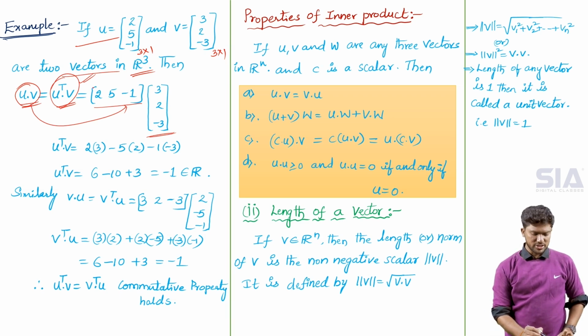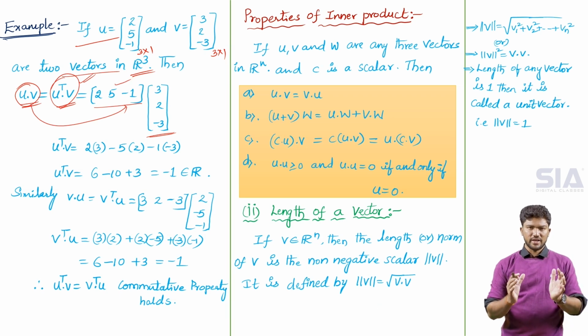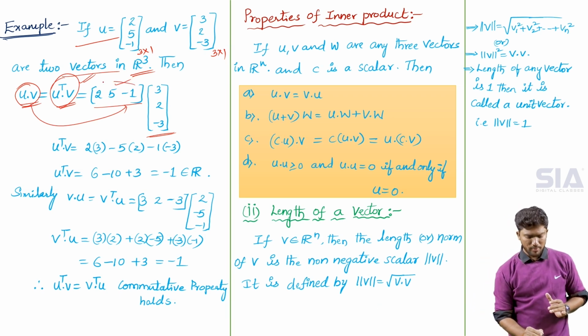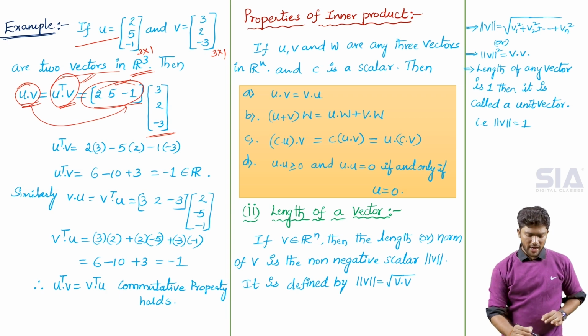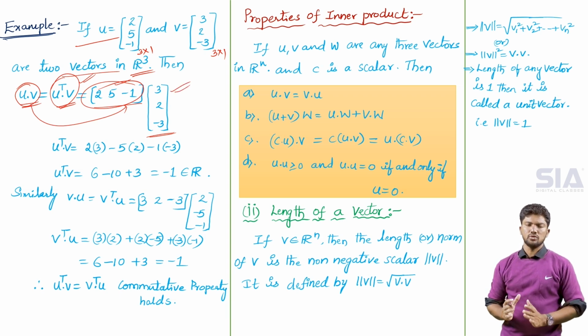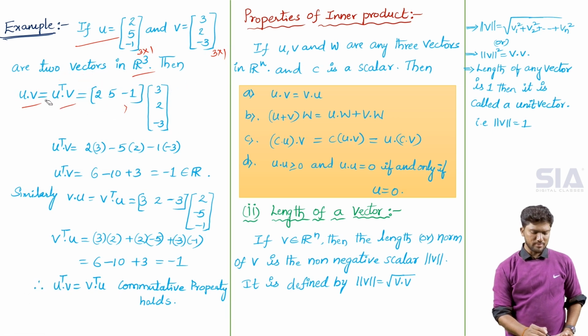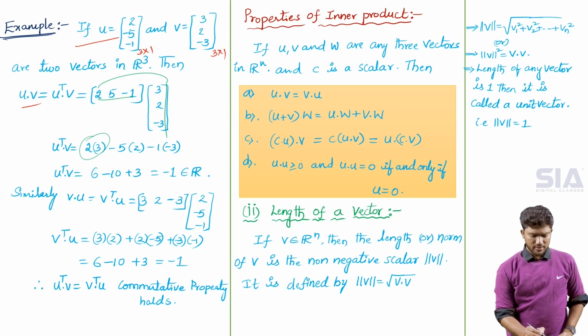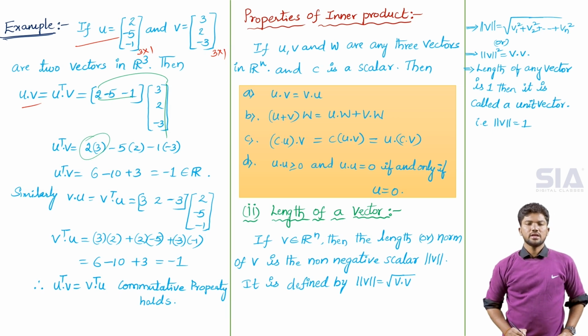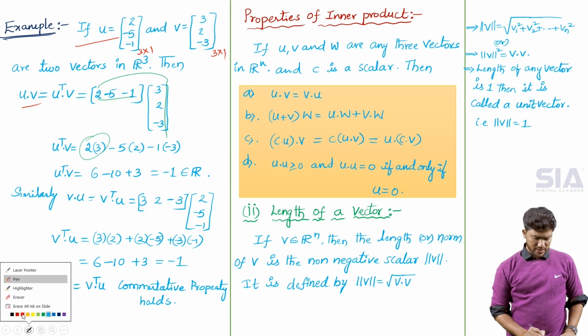So u transpose into v means nothing but, that column matrix, whenever you apply the transpose, it will become the row matrix 2 5 minus 1, and the second matrix will be as it is, 3 2 minus 3. Apply the multiplication. The first row, first column: 2 into 3 minus... here the minus symbol is there, no? Some writing mistake is there. Okay, it is minus 5. So here also it is minus 5. So make some correction.